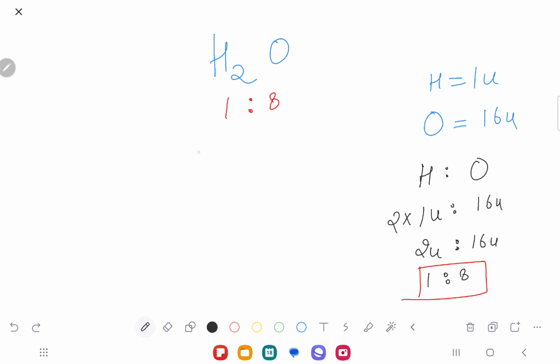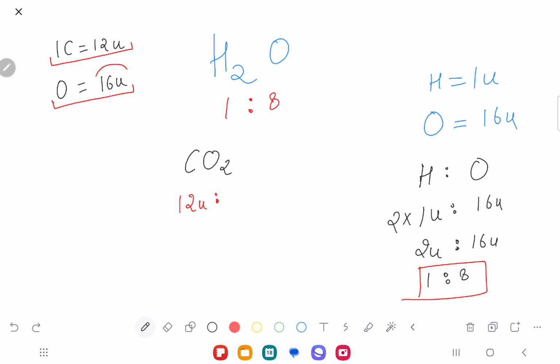So my point is, no matter where we talk about CO2, the mass of one carbon is 12U and the mass of one oxygen is 16U. So carbon is 12U is to 16 times 2, so that is 12 is to 32. What is the simplest ratio? 2 times 6, 2 times 16, 2 times 3, 2 times 8. So 3 is to 8.